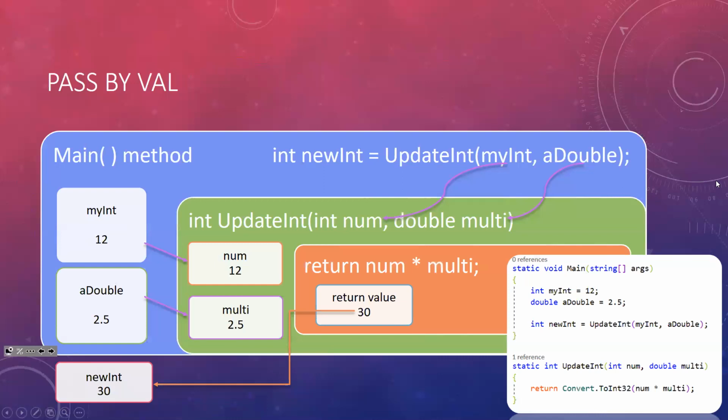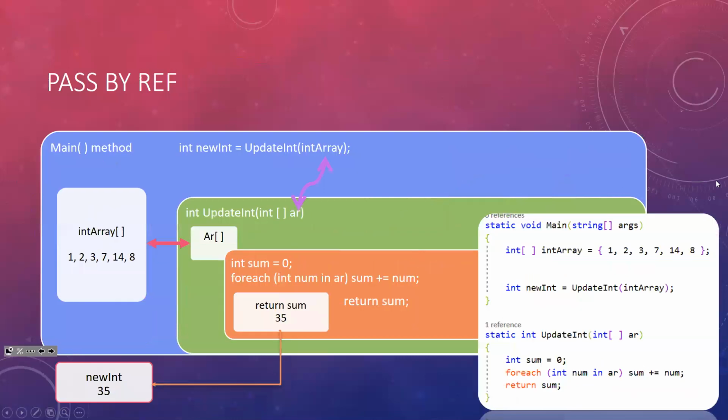One value here for a double for our main method, and one value here for multi for our update int method. Now when we return our value, it gets returned, everything's happy, it does that output just like normal. So this is passing by value. This is how we normally pass things. We do it all the time. You guys have got to be experts at it.